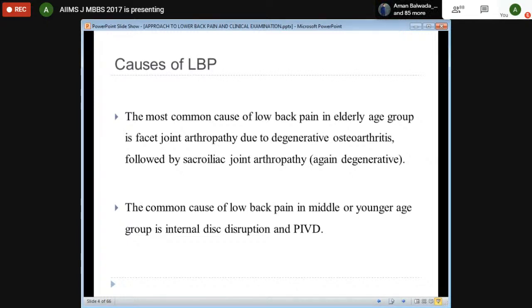In the young and middle age group, the common cause of low back pain is intervertebral disc prolapse and internal disc disruption, that is discogenic pain.